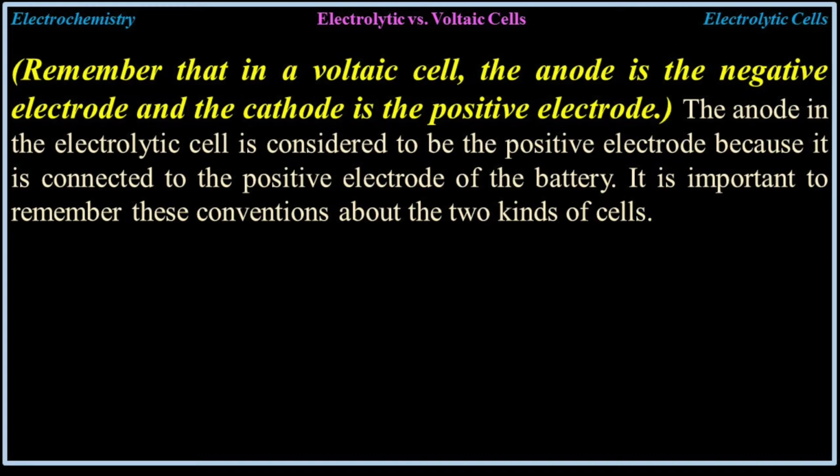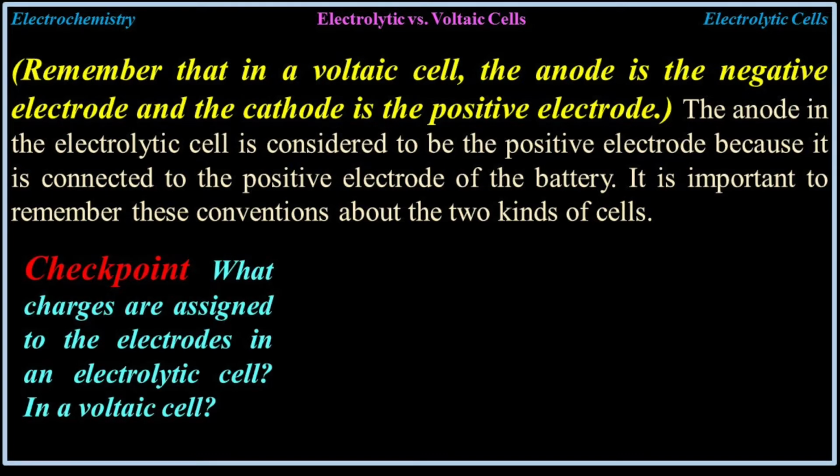Remember that in a voltaic cell, the anode is the negative electrode and the cathode is the positive electrode. The anode in the electrolytic cell is considered to be the positive electrode because it is connected to the positive electrode of the battery. It is important to remember these conventions about the two kinds of cells. Very important. What charges are assigned to the electrodes in an electrolytic cell? In a voltaic cell?